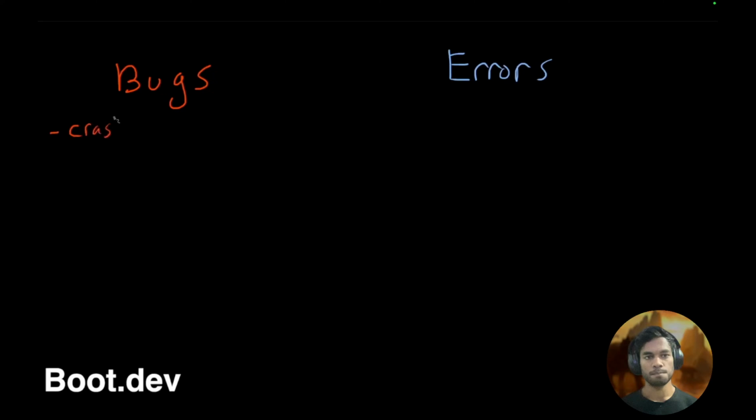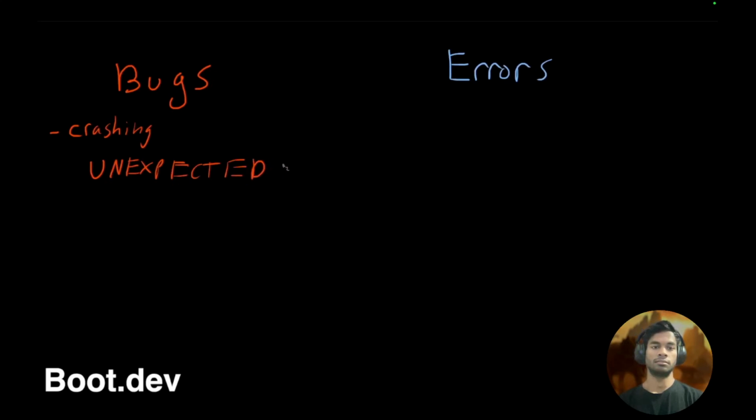Let's say your application crashes on some specific user input. Say you have an online game, and if someone types the word crash into the chat, the game just crashes. It's all over, right? That would be a bug. It's basically unexpected, and this is the important part. A bug is unexpected, unaccounted for behavior.